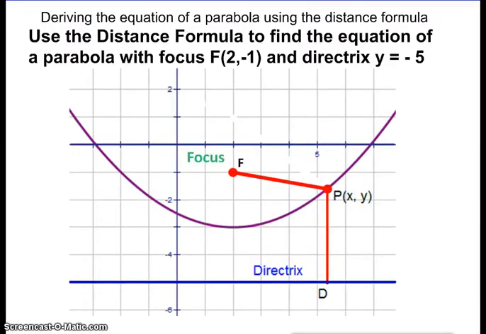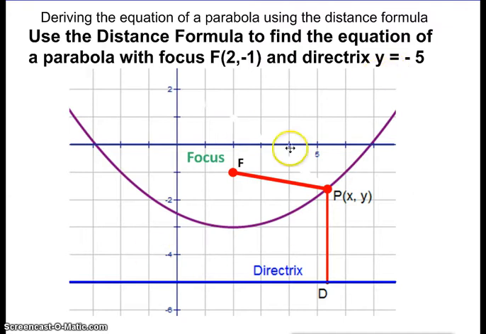Alright, so what we're going to do is we're going to derive the equation of a parabola using the distance formula. Okay, remember that the distance formula is on your formula sheet, so you're not going to be required to memorize it. Okay, it says use the distance formula to find the equation of a parabola with a focus of 2, -1 and a directrix of y equals -5.